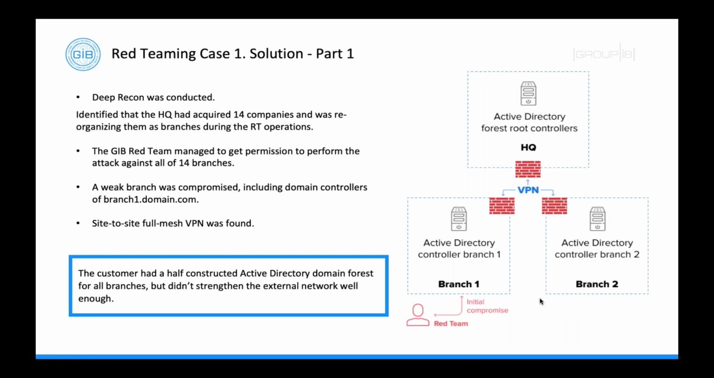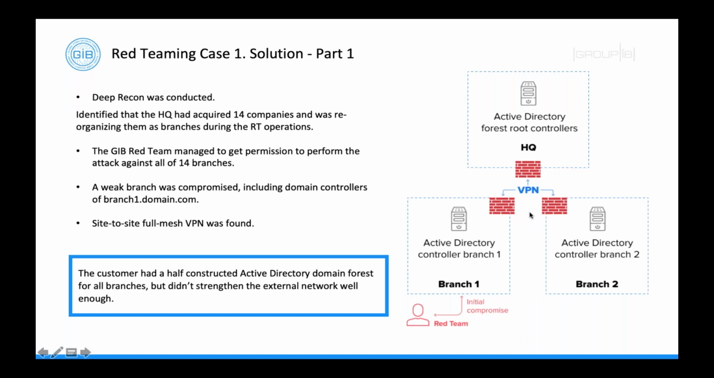In terms of the solution, how did we actually gain access to the HQ's domain directory? We conducted, of course, deep reconnaissance at the initial phase. We identified that the HQ during this specific red teaming operation had actually acquired 14 different companies, and they were currently reorganizing them as branches during the red team operations.